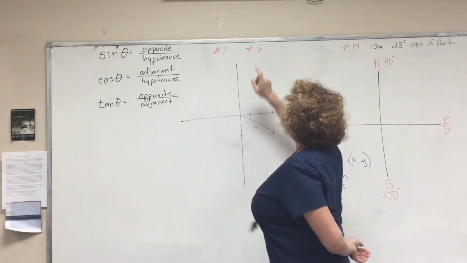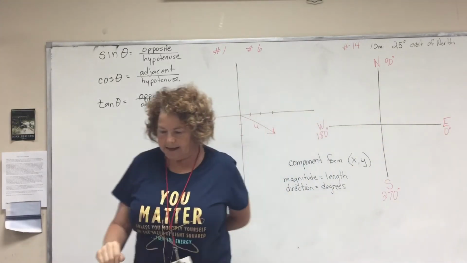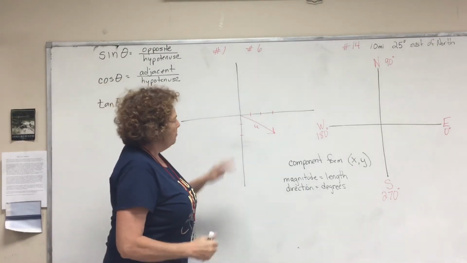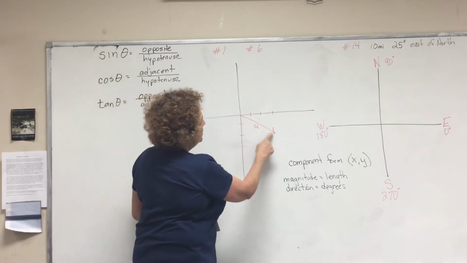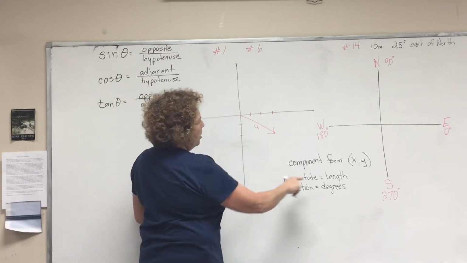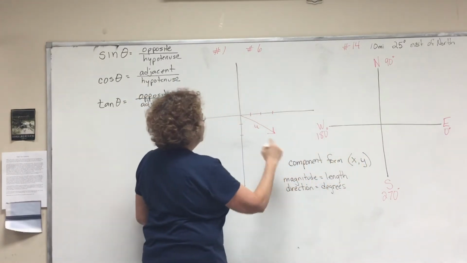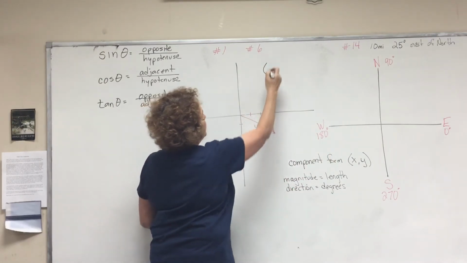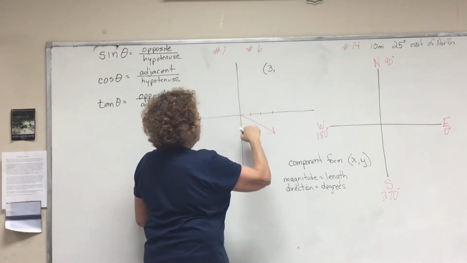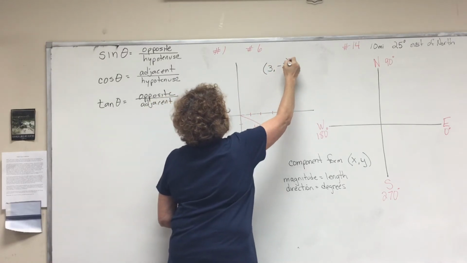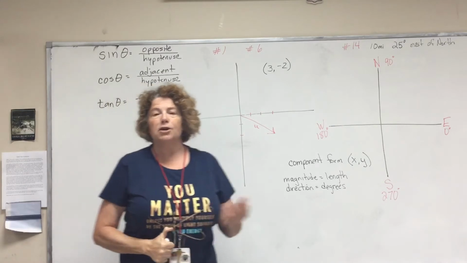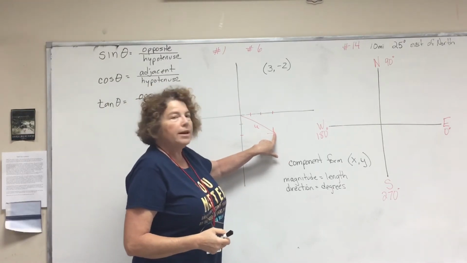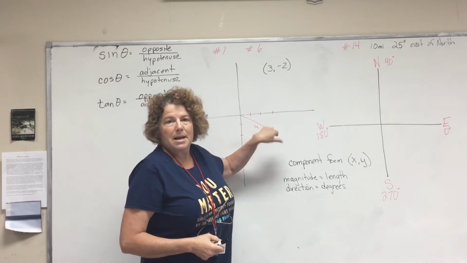All right, let's do number 1 and number 6 so you can see what they mean. It says express each vector in component form. Well, this is u, and component form is just x and y. So to express u, you would count 1, 2, 3 on the x-axis and 1, 2 down. That would be expressed in component form. So you see, it's just like finding the coordinate of the point that's at the tip, okay?